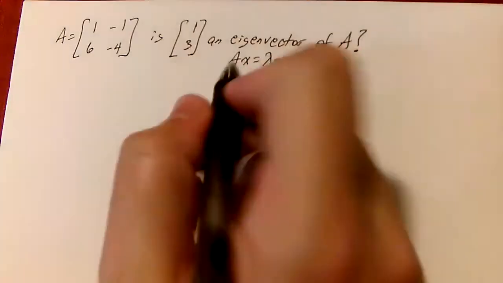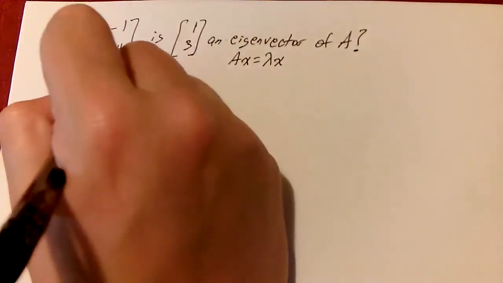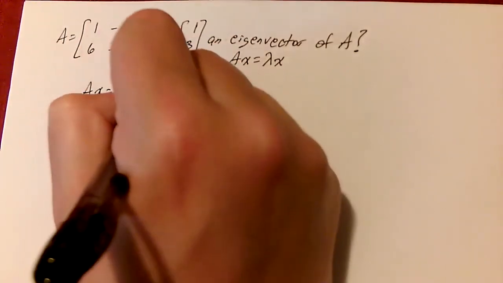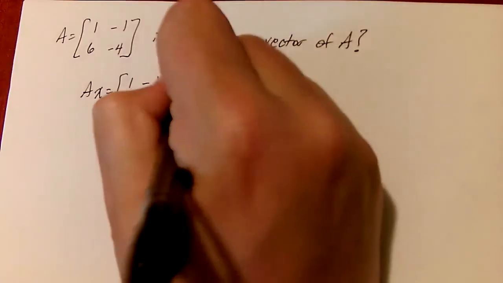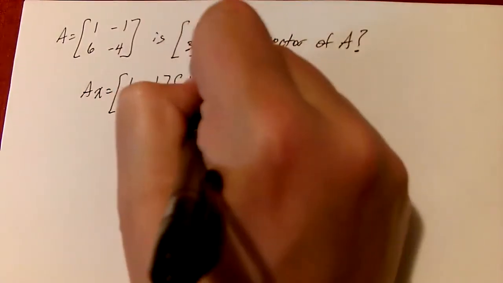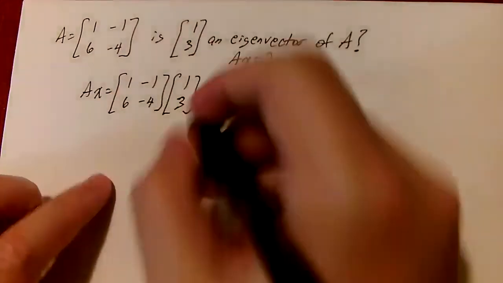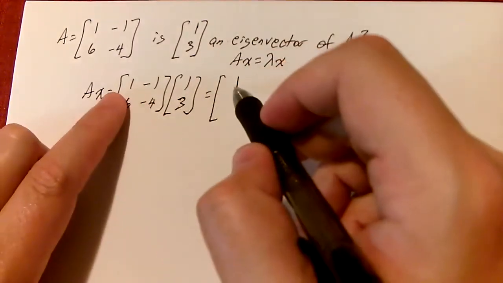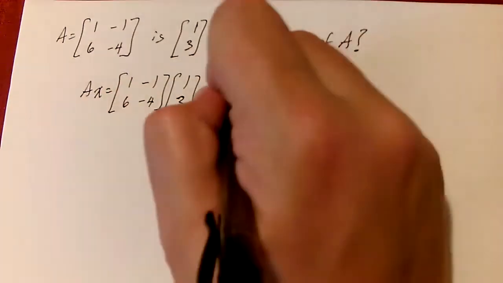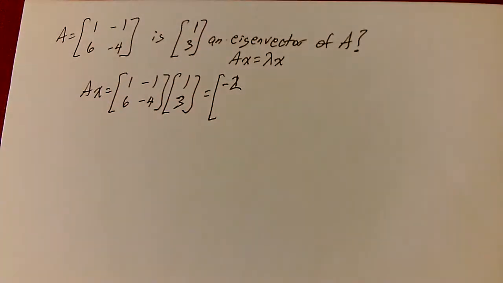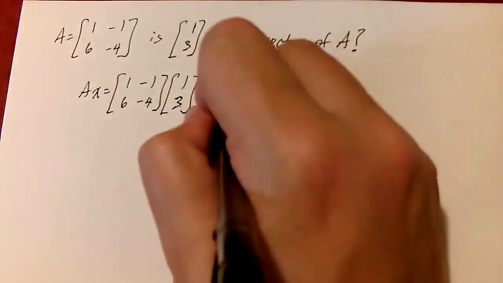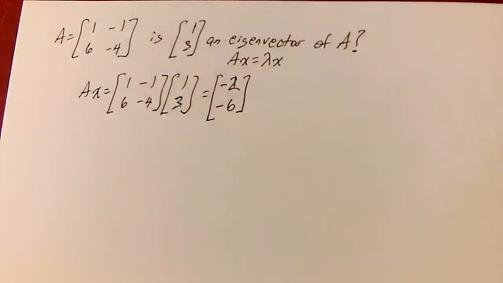Okay, so I know to be an eigenvector, I need it to satisfy Ax equals lambda x. So let's multiply A times x. For us, that's going to be this matrix times the vector (1, 3). So let's multiply. 1 times 1 is 1, and then I'm going to subtract 3 from it, so I'm going to get a negative 2. And then the second row, I've got 6 minus 12, that's a negative 6.